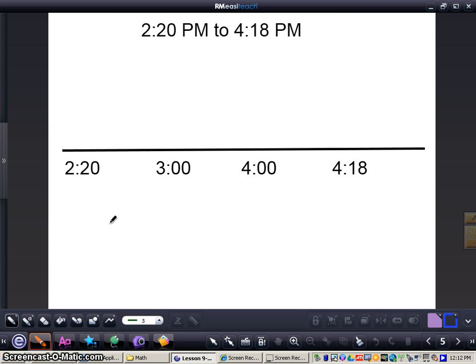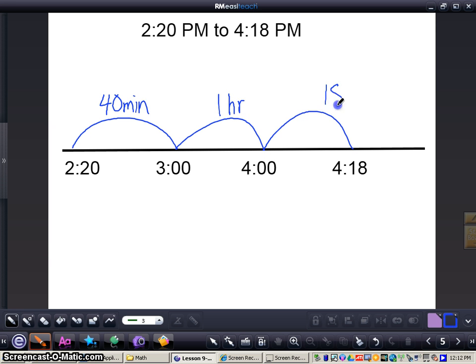So here's an example of another one, 2:20 p.m. to 4:18 p.m. This one's kind of like the one we just had. 2:20 to 3 o'clock, I know that equals 40 minutes. 3 o'clock to 4 o'clock, pretty simple, that's 1 hour. 4 o'clock to 4:18, that's 18 minutes.